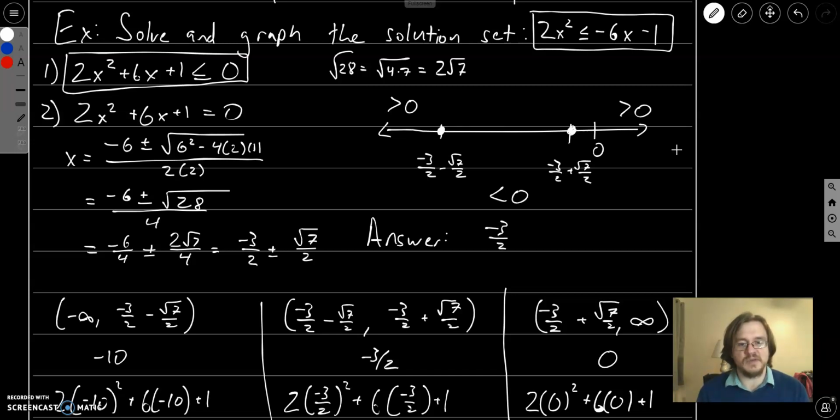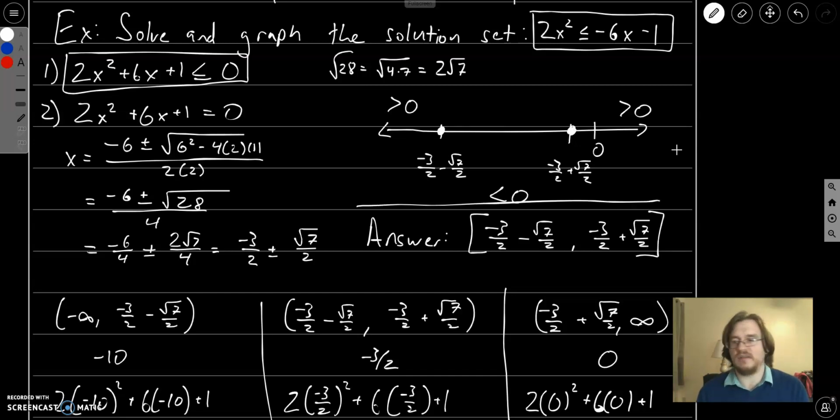So between negative 3 halves minus the square root of 7 over 2 and negative 3 halves plus the square root of 7 over 2. But it's or equal to, meaning that when my function is equal to 0, that should be included in the answer. So I will use square brackets. Maybe I'll use red to highlight this. So my answer will be the interval from negative 3 halves minus square root of 7 over 2 to negative 3 halves plus the square root of 7 over 2, including the endpoints. So I use square brackets.